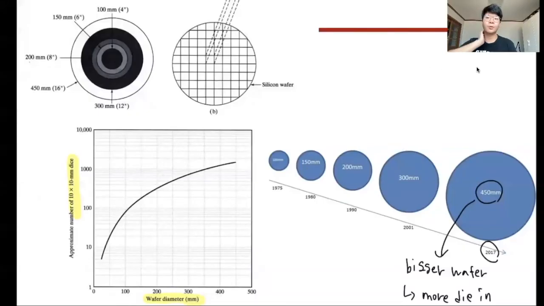Today, we are going to overview this device fabrication process. First, a wafer. As the wafer gets bigger, we can make more chips or dies per wafer. However, a 450 millimeter wafer is hard to process and fabricate, so we don't use it today. We use a 300 millimeter wafer.